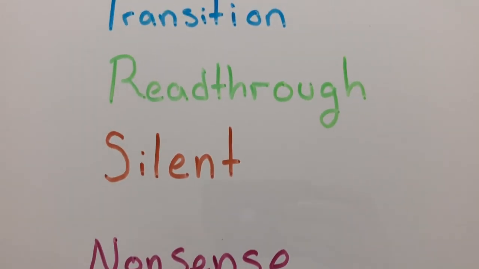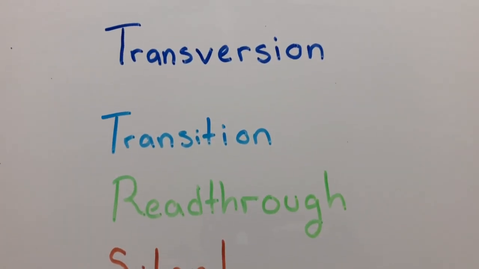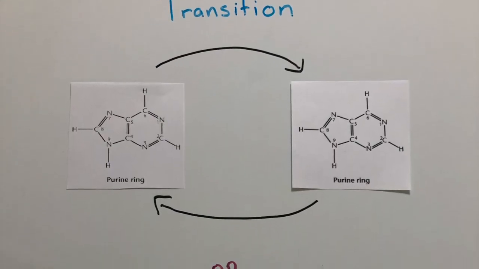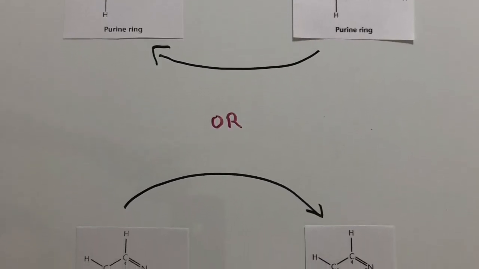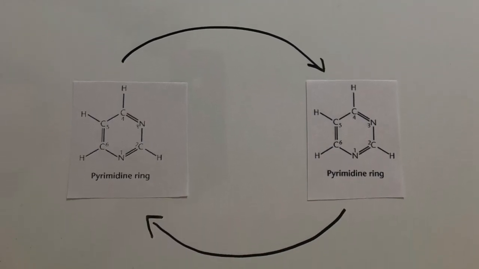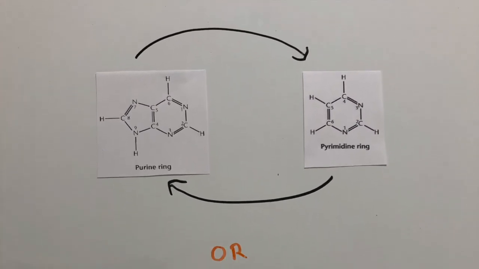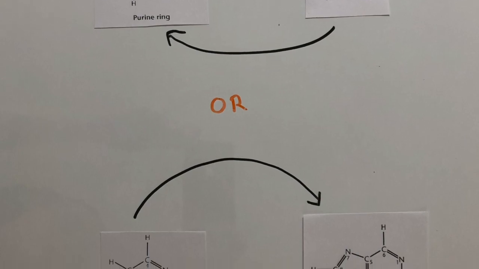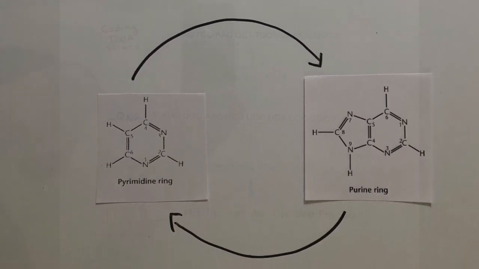These mutations can also be classified as transition or transversion. Transition is where a purine is switched with another purine, or a pyrimidine is switched for another pyrimidine. Transversion is where a purine is switched with a pyrimidine, or a pyrimidine is switched with a purine.